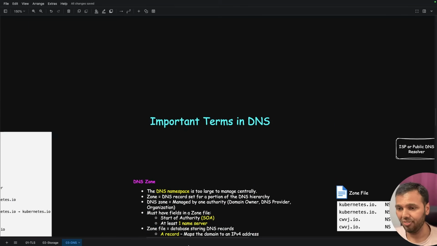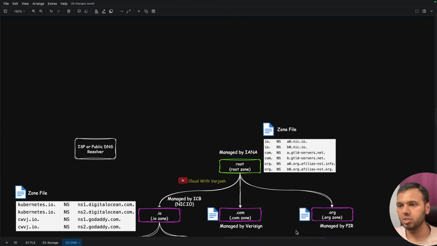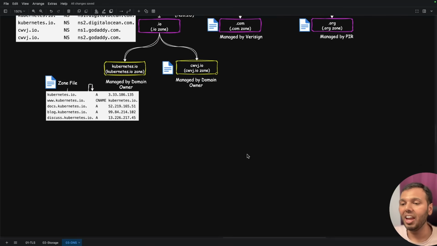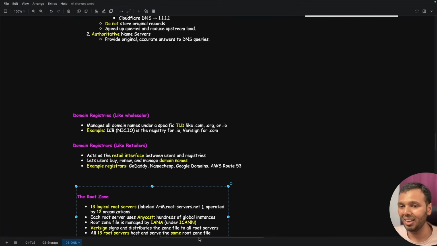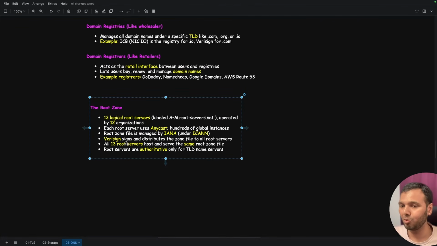So for example, let's say we introduce a new TLD called .abc. Now the zone file for the root must have the name servers that are responsible for the .abc TLD. Then who will make that change in the zone file? It is IANA who will make that change. Once that change is done by IANA, it will hand that over to VeriSign, and then VeriSign has the responsibility of distributing that zone file to all the root servers.